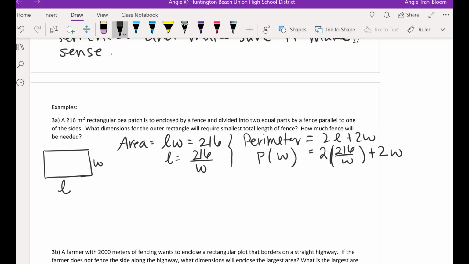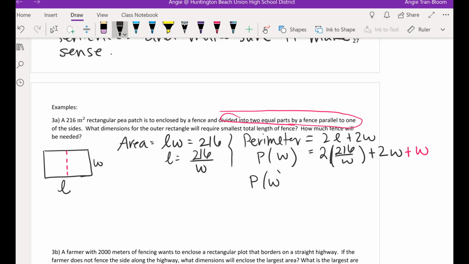Okay, next we are going to reread: the rectangular pea patch is enclosed by a fence and divided into 2 equal parts by a fence parallel to one of the sides. Okay, so normally that's what we would leave it as, right? We would leave it as 2L plus 2W. We substitute in W. Now we can solve. But it says here it is divided into 2 equal parts by a fence parallel to one of the sides. It doesn't matter what side you pick as long as you pick a side. In this case, I'm going to pick parallel to the width. So that means it's an extra measurement. So now I have an extra width. So now I have a total of 3 widths.